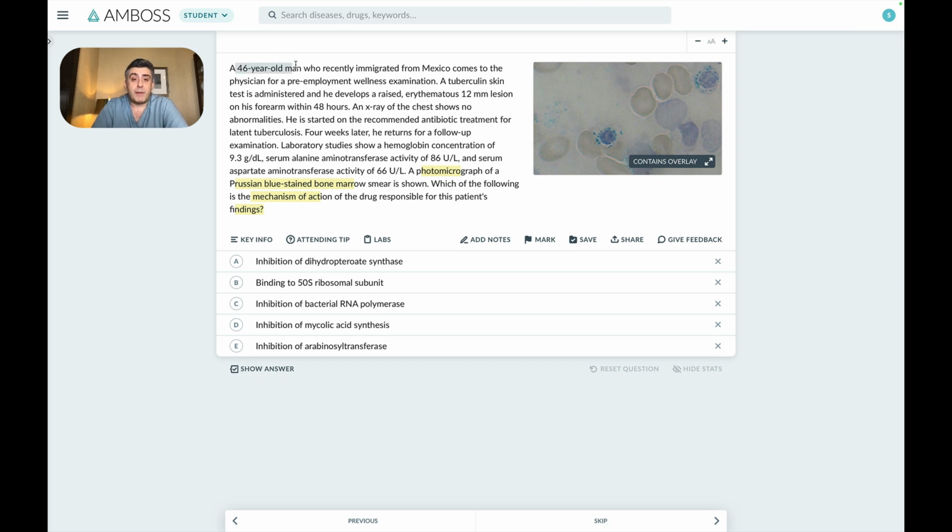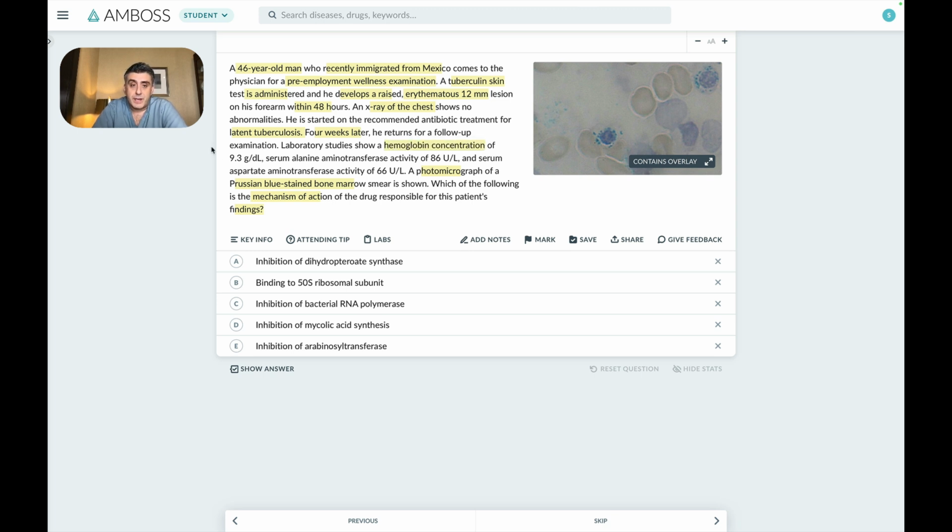A 46-year-old man recently immigrated from Mexico comes to the physician for a pre-employment wellness examination. Tuberculin test is administered and develops a raised erythematous 12 millimeter lesion on his forearm within 48 hours. Okay. Chest x-ray shows no abnormalities. That's important. Started on recommended antibiotic treatment for latent TB. Okay, so they're telling us what he has. 4 weeks later, he returns for a follow-up examination.